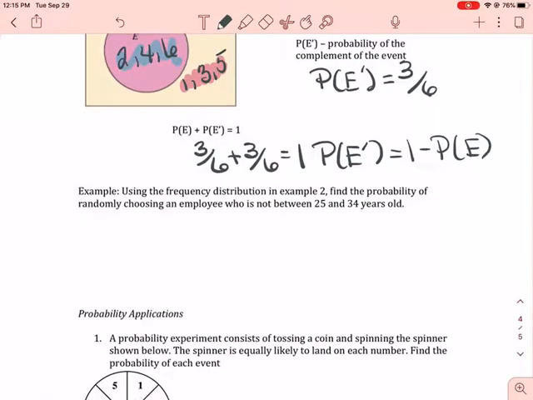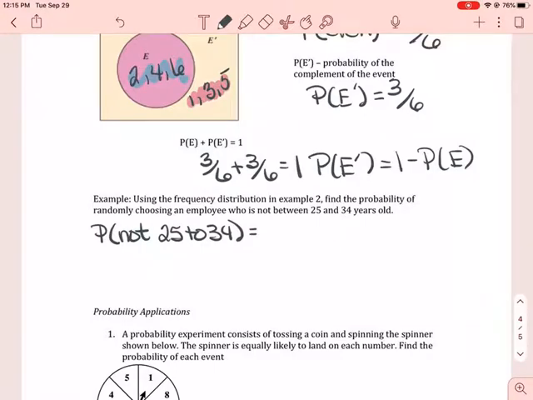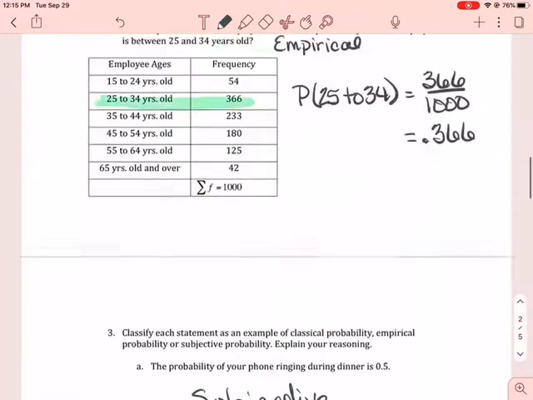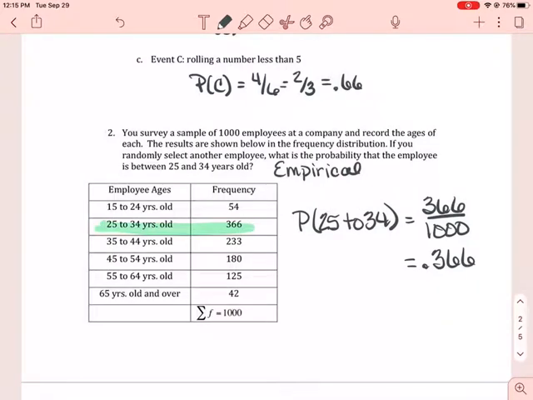Yes. Okay, so keep that in mind. So we're going to use the distribution from example 2 to find the probability of an employee who's not between 25 and 34. So that's the complement of 25 to 34, everybody not in the event.